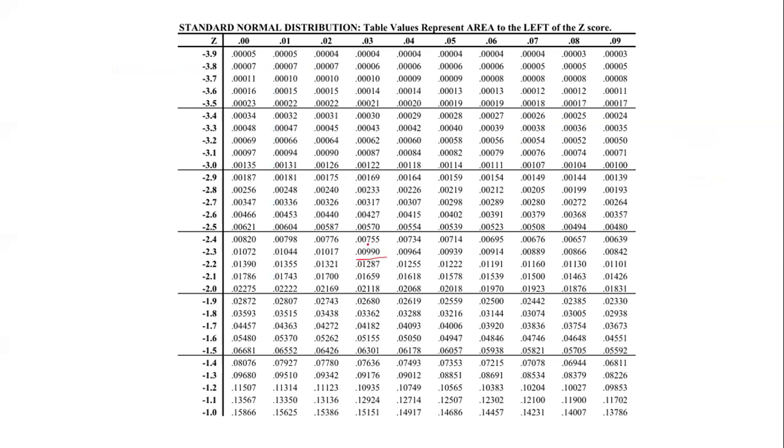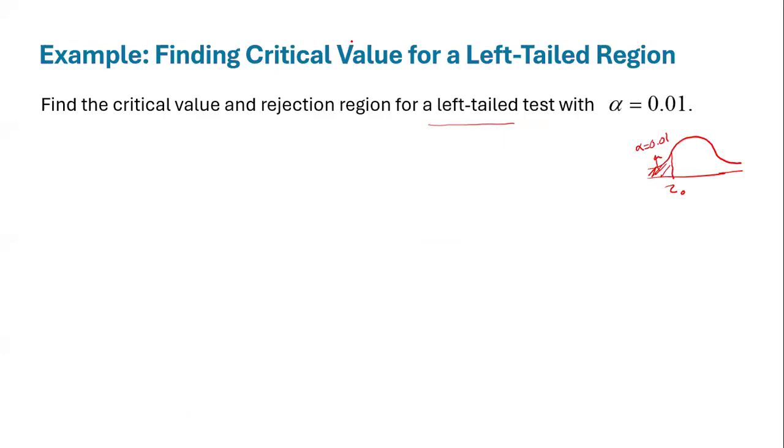0.01 is somewhere between these two. Not exactly in between. It's closer to this number. Yes. Because this one is just 0.0001 less, but the other one is 0.0017 more. So it's closer to this one. So what's the corresponding z-value? The critical value is negative 2.33.